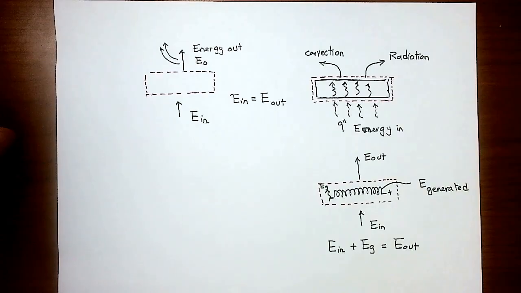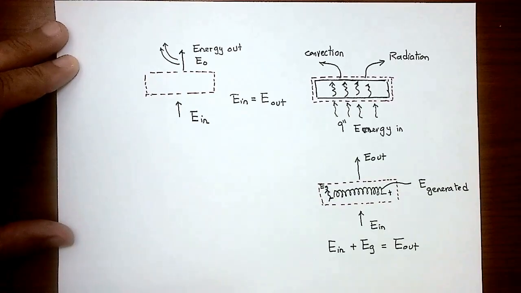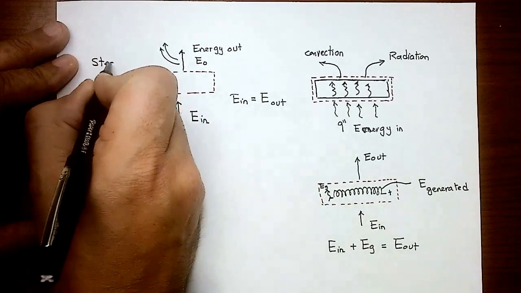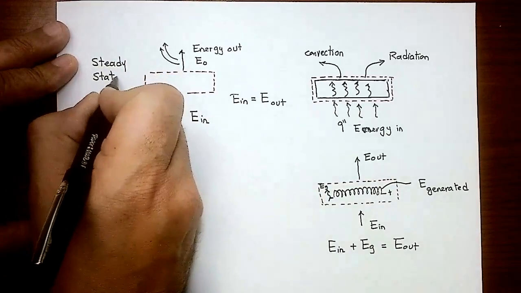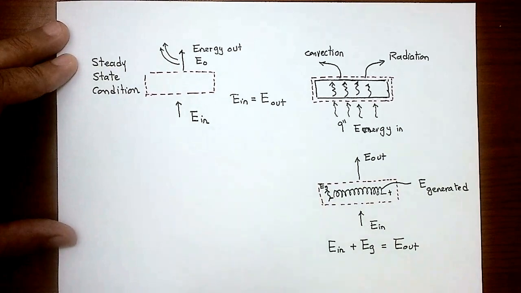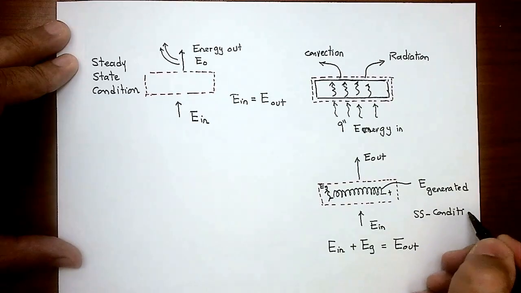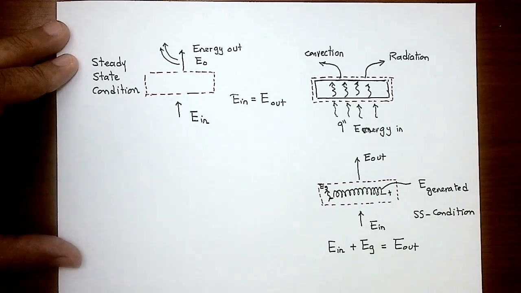What I'm saying here is true under one condition. What do we call that condition? If the total energy in equals the total energy out, we call that a steady state condition. As long as the quantity coming in equals the quantity leaving out, that's a steady state condition. So under steady state conditions, the total energy in equals the total energy out. For this case, the total energy in plus the total energy generated inside the body should equal the total energy that's going out from that body. Okay? So that's the energy balance for this case.